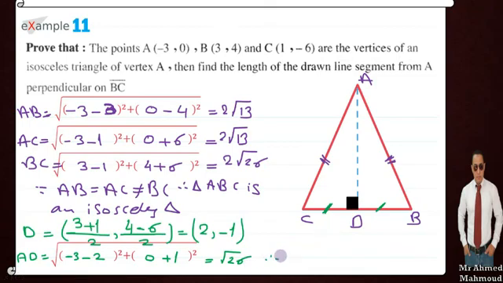Therefore, area of triangle ABC, which is half times base times height, equals half times BC, which is 2 root 26, times AD, which is root 26. Root 26 times root 26 equals 26 area unit. And this is the end of the video.